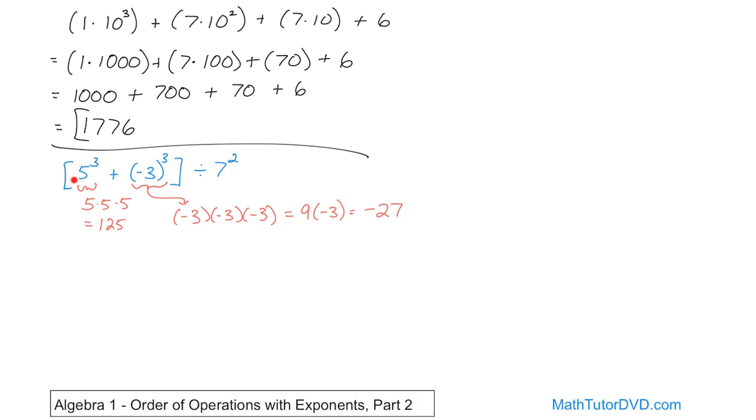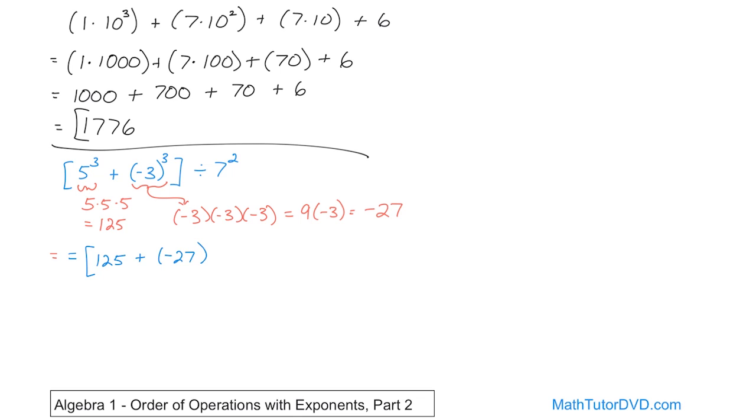So we figured out 5 cubed is 125. Negative 3 cubed is negative 27. So let's rewrite everything. And I'll do it in blue here actually. It'll be 5 cubed is 125. That's what we have figured out. And then plus, we have negative 27.